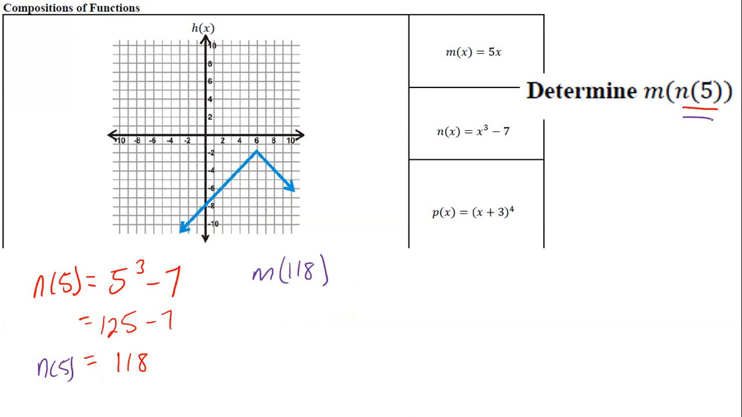Because notice what used to be inside of M? N of 5. Do we know the value of N of 5? Yes. So now we're going to take 118 and plug it into M, which equals 5 times 118. And what is 5 times 118, calculator people? 590. So our final answer is 590. So hopefully you all remember us doing this where you had the round the room answers and you had to do it and check yourselves.